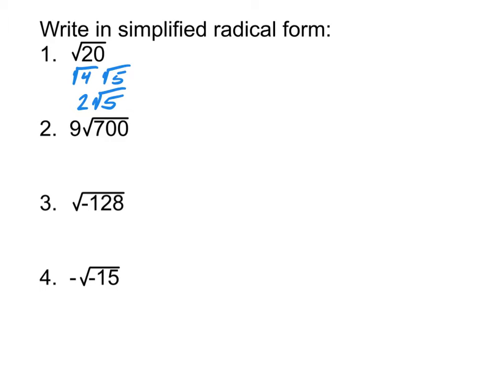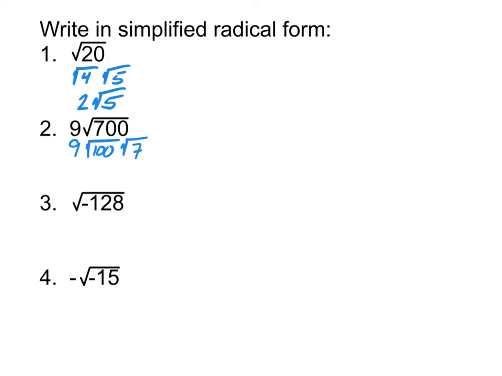In number 2, we have 9 times the square root of 700. Remember, I don't really need to worry about the 9 at the start. All I'm doing is worrying about the square root of 700 at the start and looking for the biggest perfect square that goes into 700. And that's going to be 100. So I turn it into the square root of 100 times the square root of 7. And that 9 just continues to hang out front there.